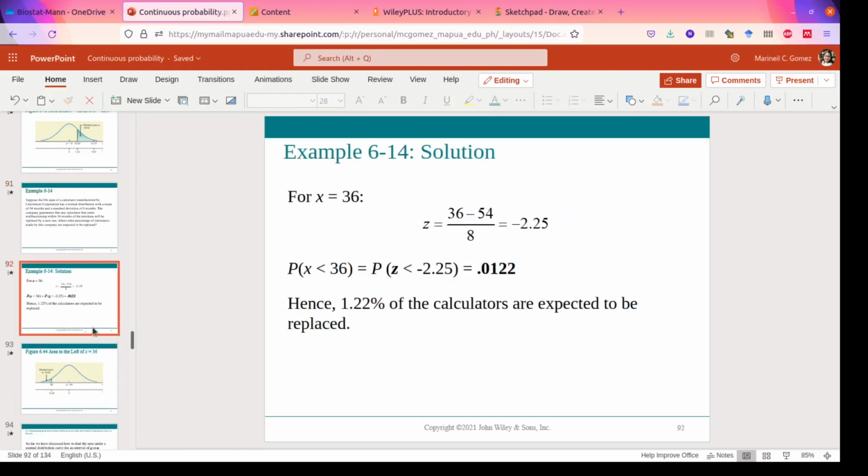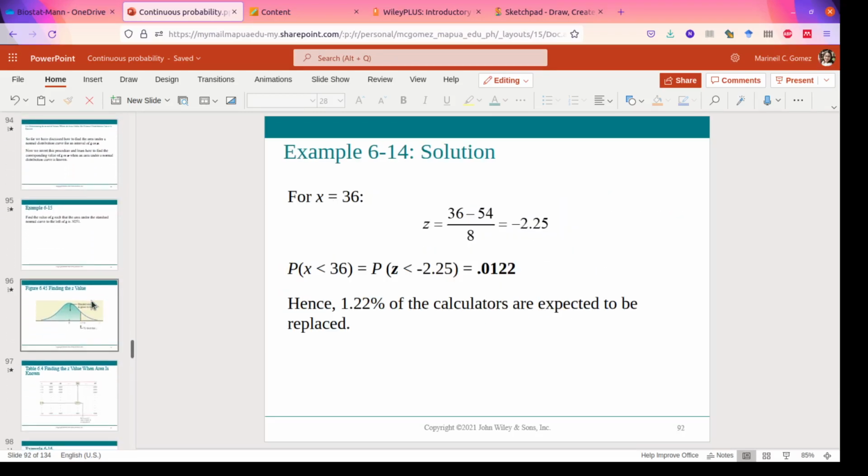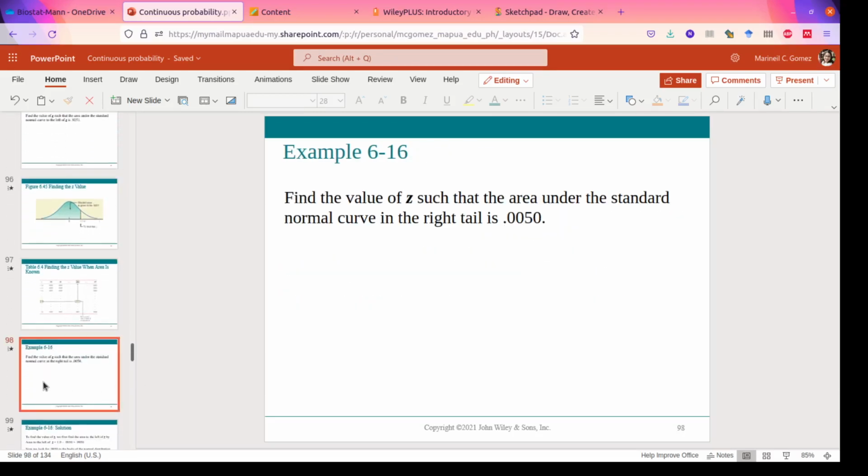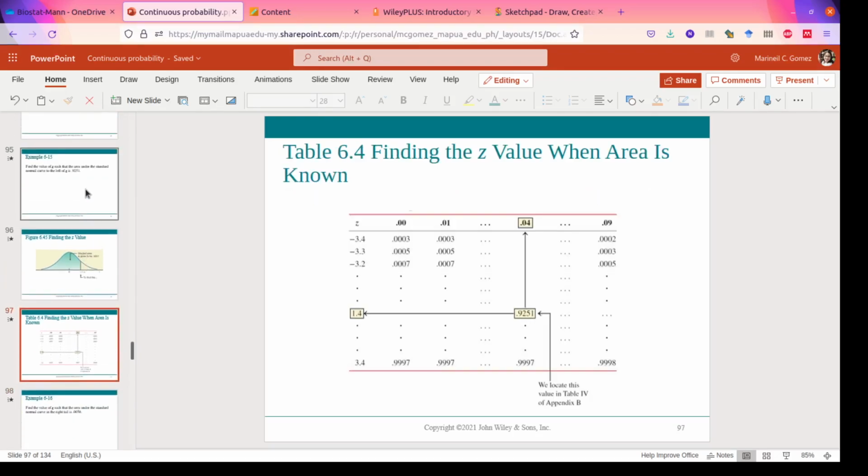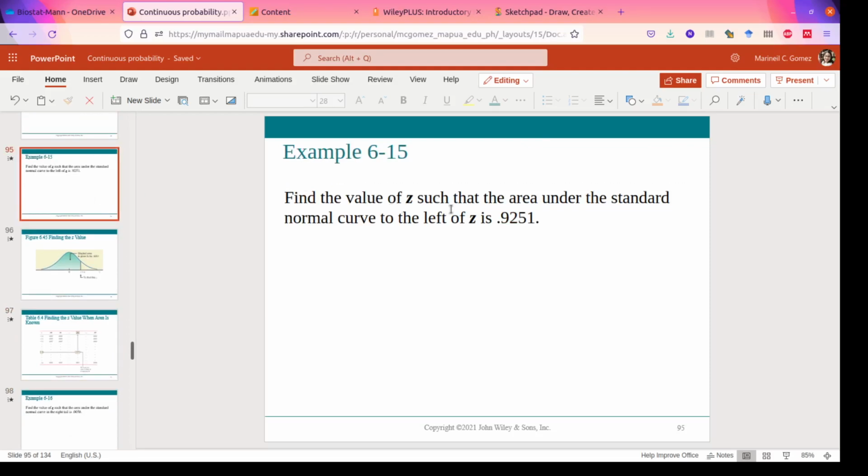So these are further examples of your calculations. I want to have a slightly different example. Let's look at this one. Find the value of z such that the area under the standard normal curve to the left is 0.9521. Here the question is switched around a bit.